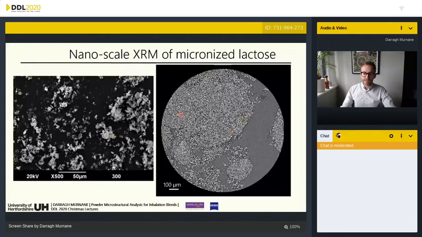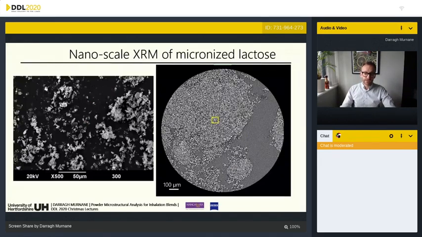So we can see the clustering of powders here. We can see a large agglomerate here within the tube. We can also see even larger agglomerates here. So really, what we're able to see here is a fine level of detail of particle organization that's just not present in the X-ray microscopy.